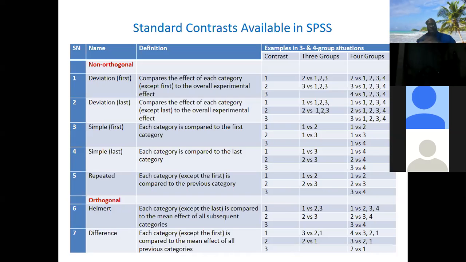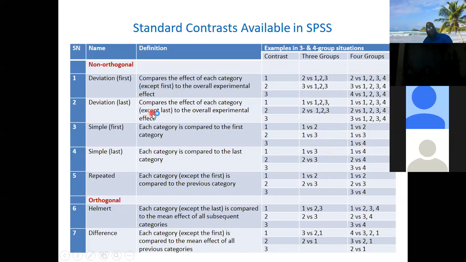Now let's come to non-orthogonal. The non-orthogonal is very simple also. We have deviation first and deviation last. What is deviation first? Very simple. Compare the effect of each category except the first to the overall experimental effect. Look at what they do. You remove the second one and compare with all of them. You remove the third one, compare with all of them. In our example, let's say we remove low dose and compare with all of them combined together, and also remove high dose and compare with all of them. That would be deviation first.